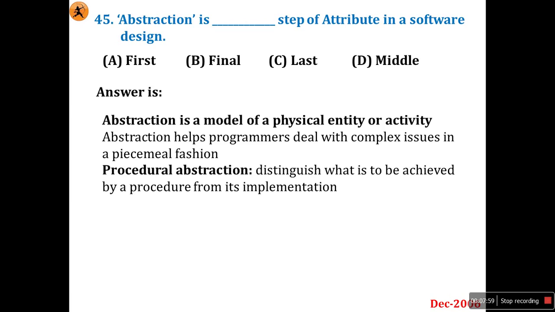Looking at this, I think there are six steps, but abstraction is the first step of attribute of software design, because abstraction helps programmers deal with complex issues in a feasible fashion. Means first we need to simplify whatever the concept is. That's why abstraction is the first step of attribute in software design.